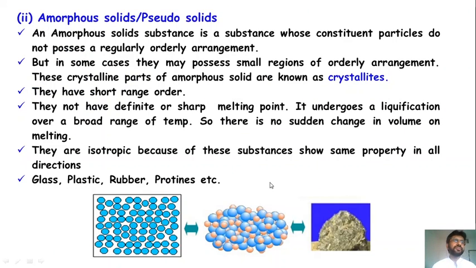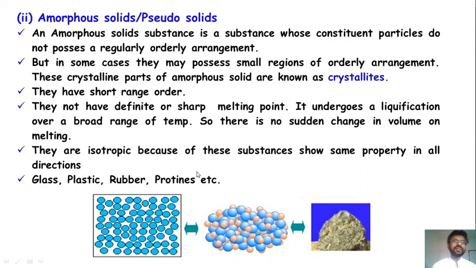Now the second type of solid is the amorphous solid, or pseudo solid. An amorphous solid is a substance whose constituent particles do not possess a regular, orderly arrangement. Take an example of a glass block. Now we can see here there is no arrangement of the particles, that means no orderly arrangement of particles in a periodic manner.